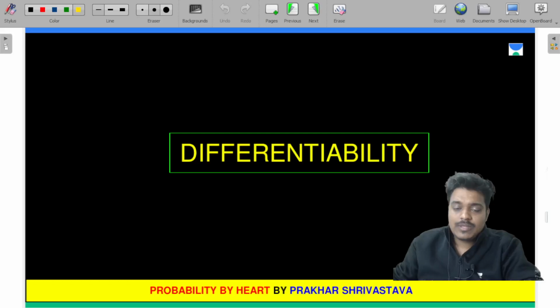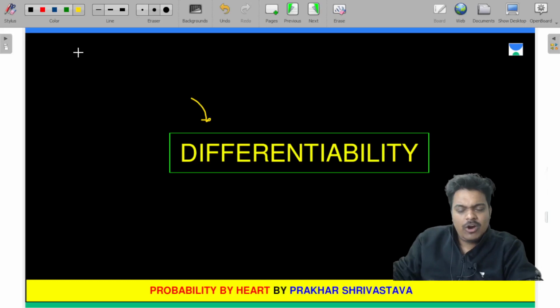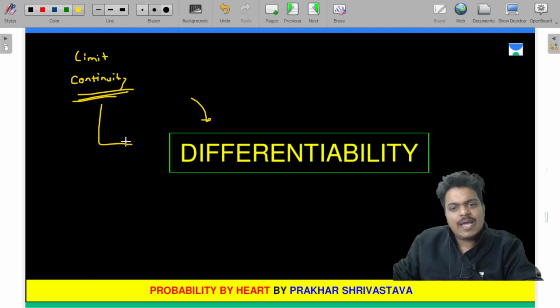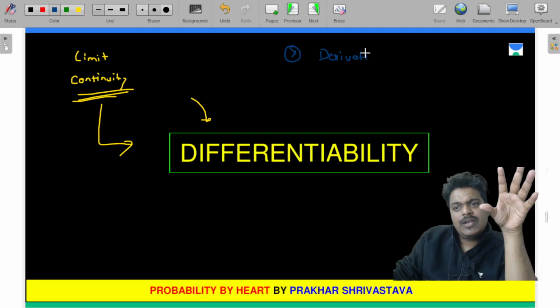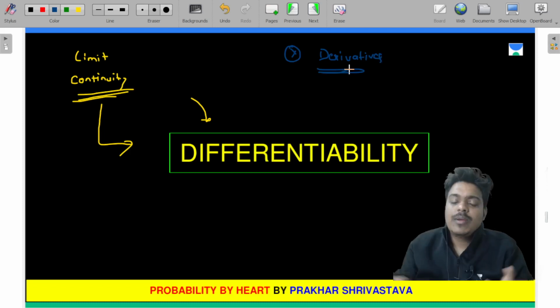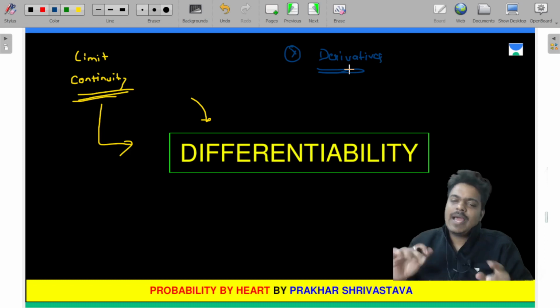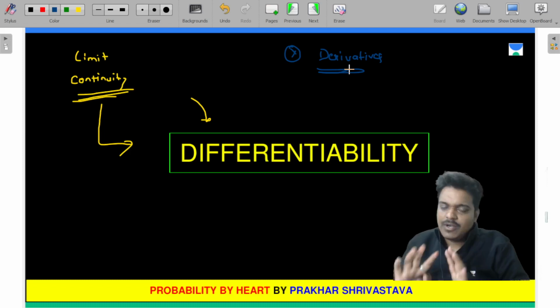So the next topic that we are going to discuss is differentiability. Till now we have discussed limit. We have also discussed the continuity part. And now it is time to discuss differentiability. I'll just give you a brief idea. I'm not going to discuss derivatives right now, because I know derivatives are something that you are able to solve. So I'm not going to focus on derivatives a lot. I'll take the derivatives at the end. That is not a problem.